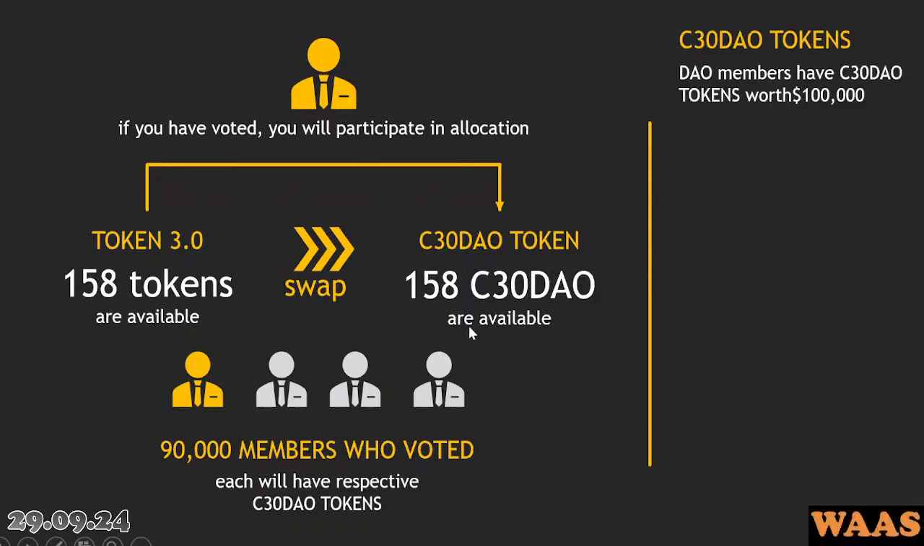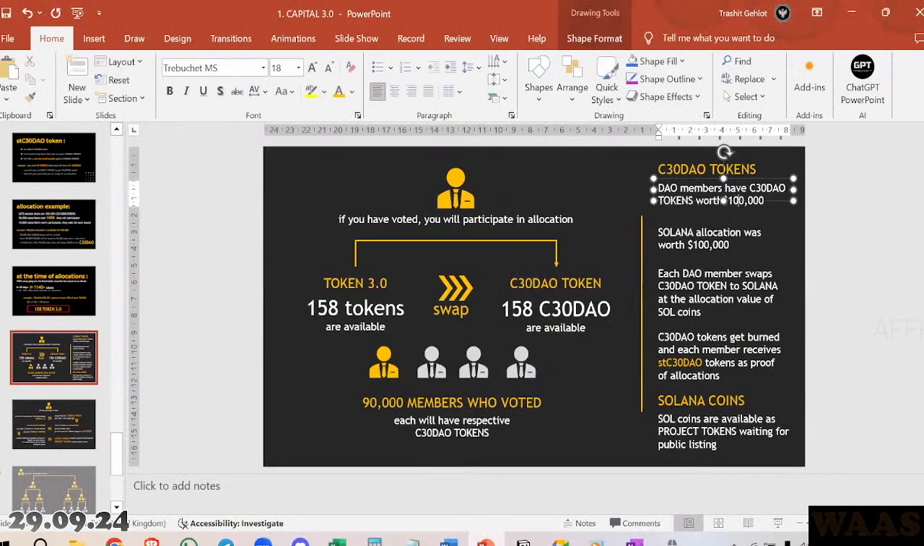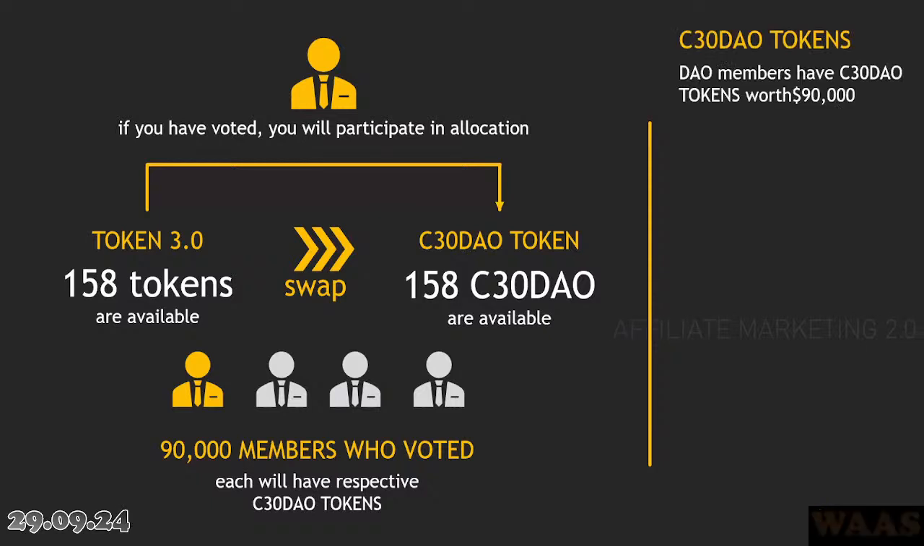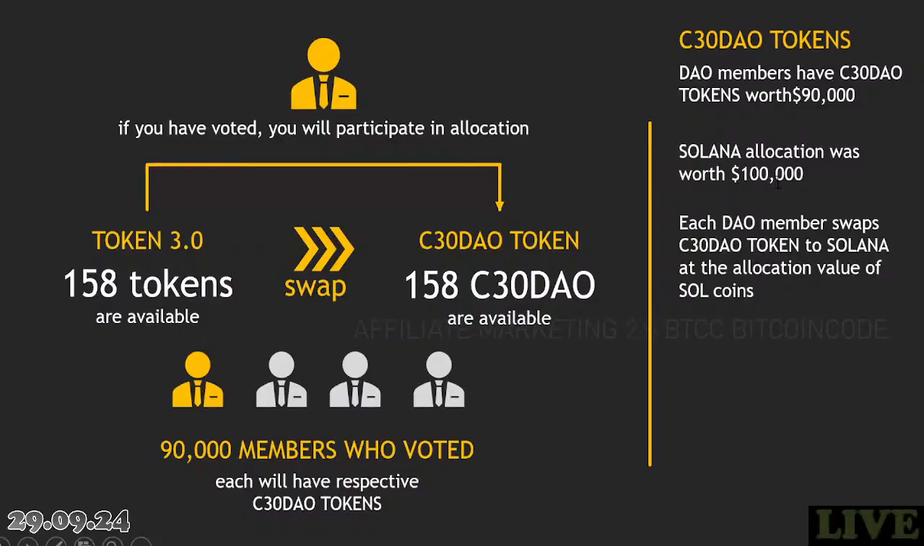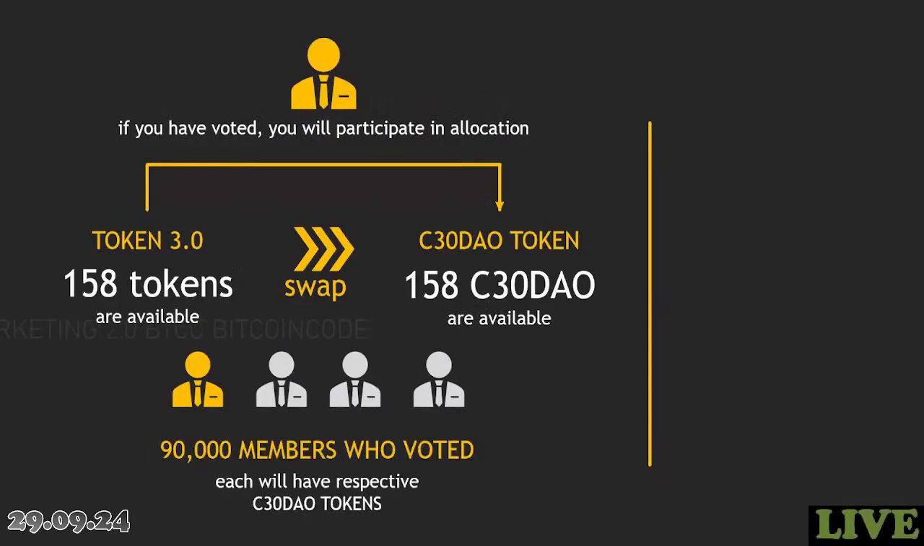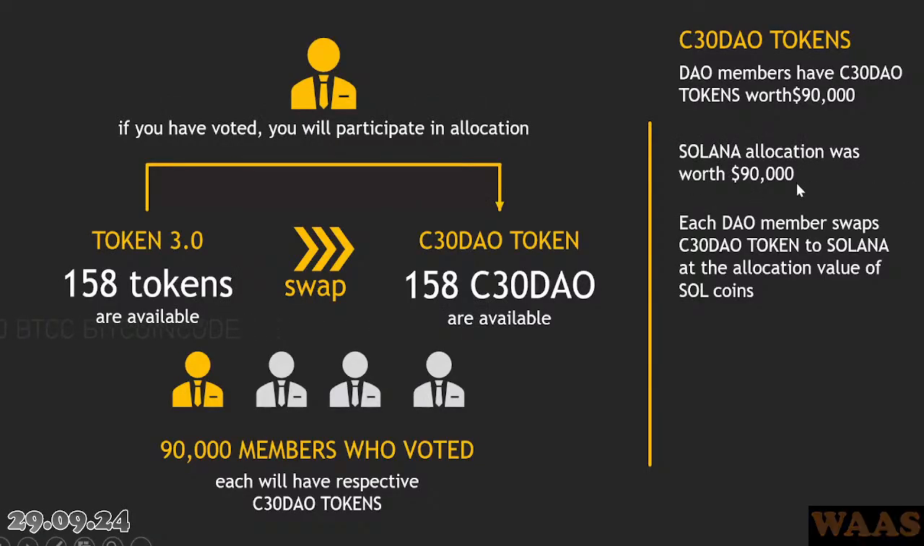Now what will happen? Now the DAO members have tokens worth 90,000. Over here, it should be 90,000. Just a minute. So all the members who voted now have C30 DAO tokens. So Solana allocation was worth 90,000. Again, let me just correct it. Okay. So Solana allocation was worth 90,000, and everybody who had token 3.0 will be able to swap to C30 tokens and in a way claim in this allocation.